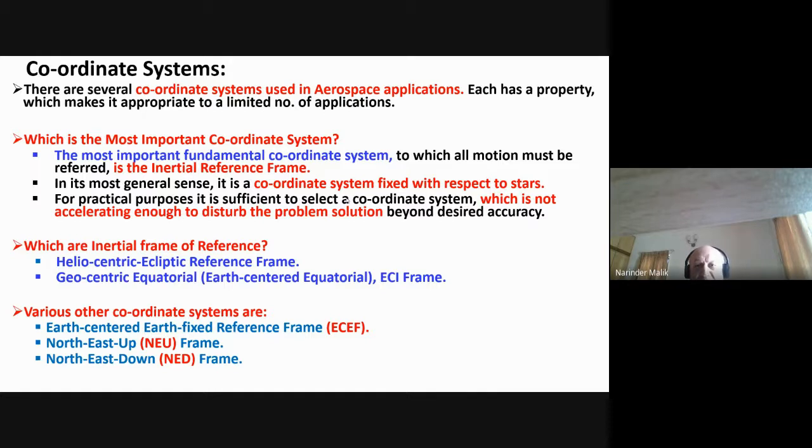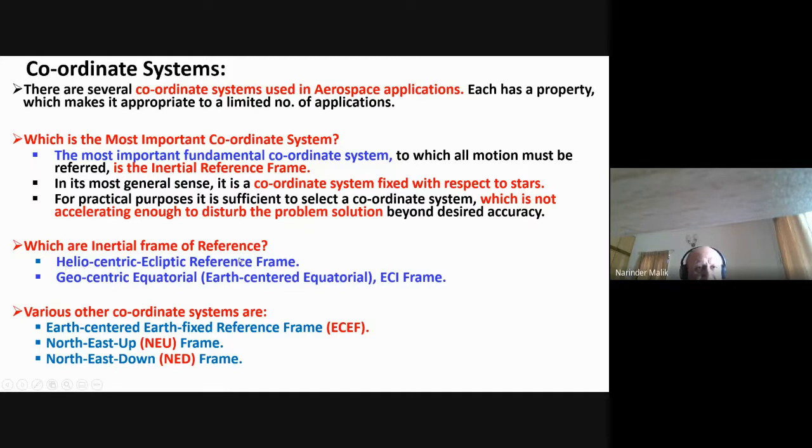So then your measurement and your computation becomes difficult. So it should not be moving at a very, very fast rate. Okay, so that is the requirement for the preferred coordinate system. Which are the inertial frames of reference or coordinate systems?